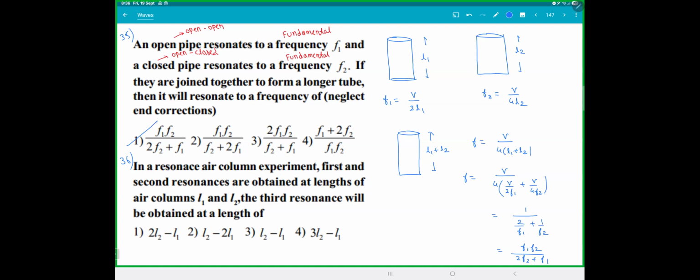First option. Check. So when you combine an open and open closed, you get an open closed pipe. What about 36? Keep going. Any notes on 35? Please ask.